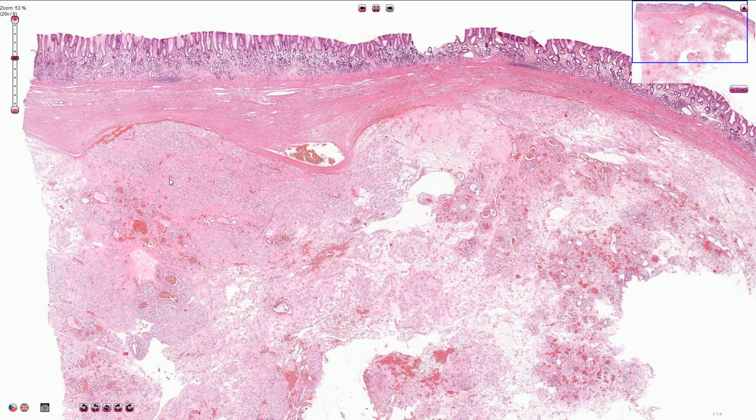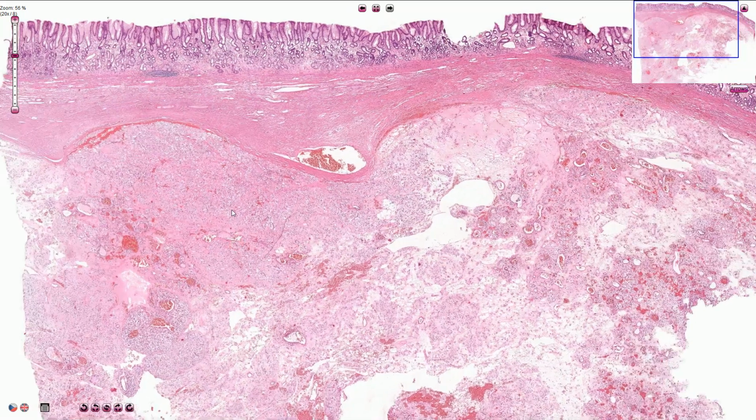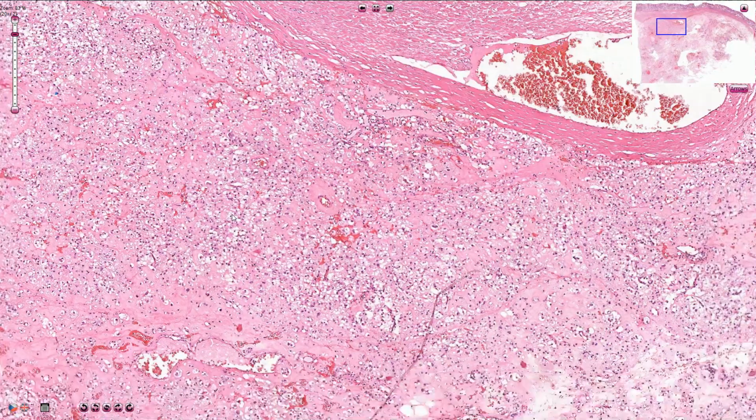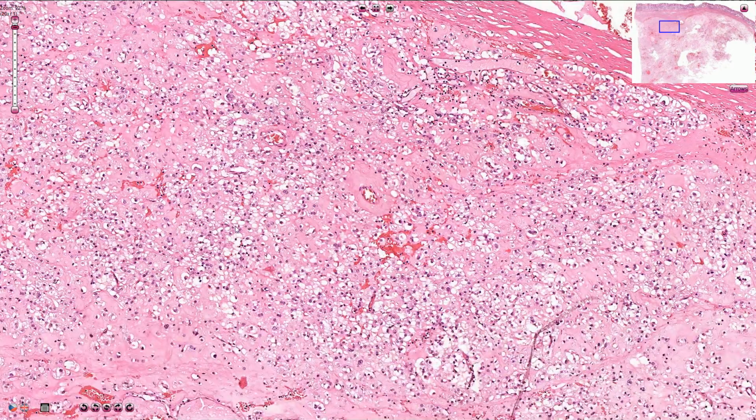Gastrointestinal stromal tumors are typically composed of uniform spindle cells or epithelioid cells, and it has a slightly lobular appearance. This case is composed of epithelioid cells. The presence of prominent clear intracytoplasmic vacuoles is a prominent feature of the tumor.